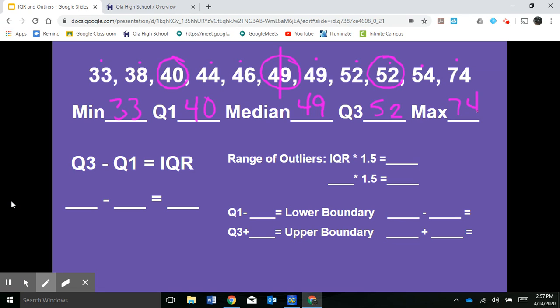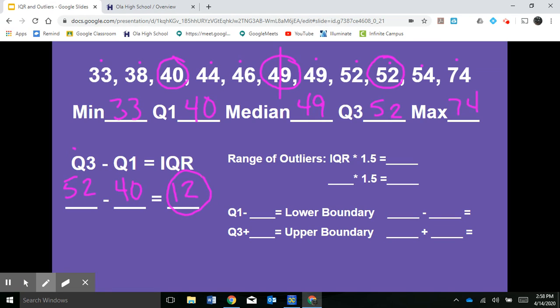So we did our 5-number summary. We've got to come over here and do our IQR, which takes our Q3, which is 52, minus the Q1, which is 40. So 52 minus 40 is 12. So our interquartile range is 12. And we'll talk more about what those numbers are and what they mean later on. We just want to learn how to find them right now.